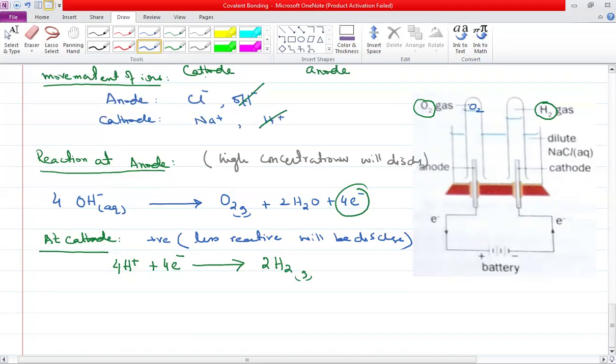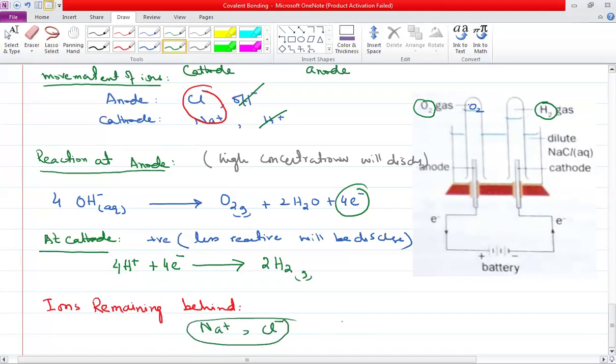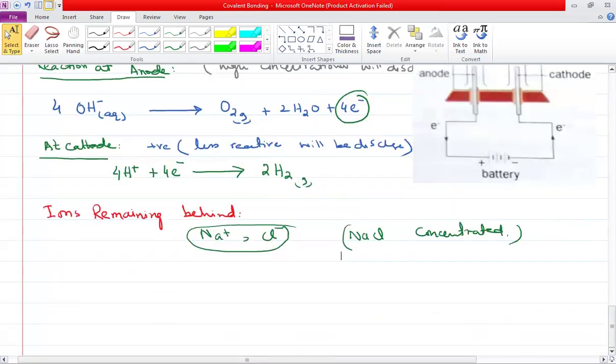Okay. Now these two ions will remain left in the solution: sodium ion and chloride ion. They combine together and form sodium chloride. Now this time the sodium chloride is concentrated. So whenever we are taking a dilute solution for electrolysis, at the end of the electrolysis, we have a concentrated solution of that electrolyte.